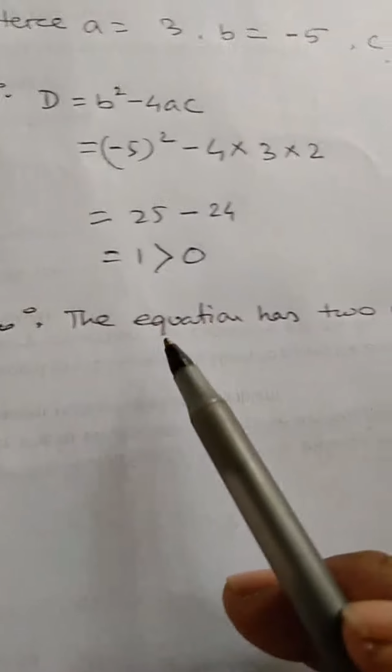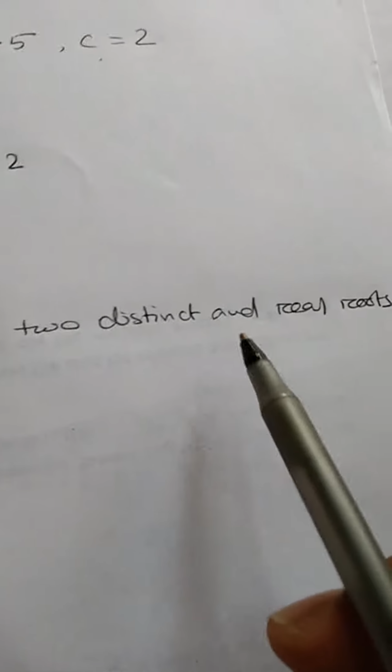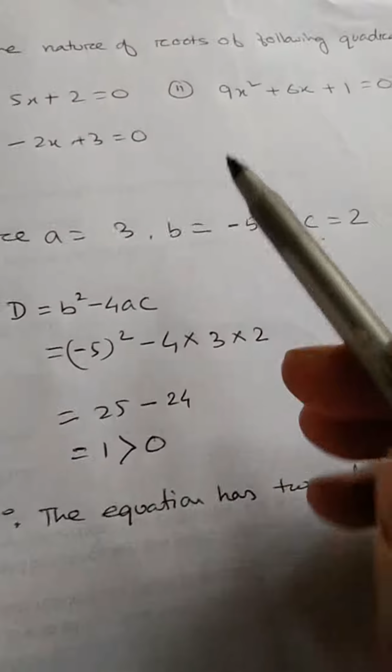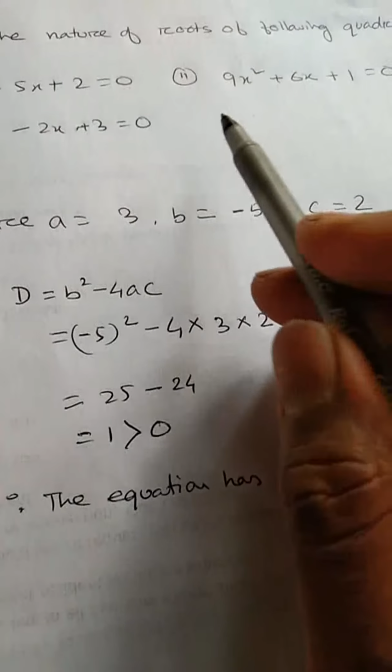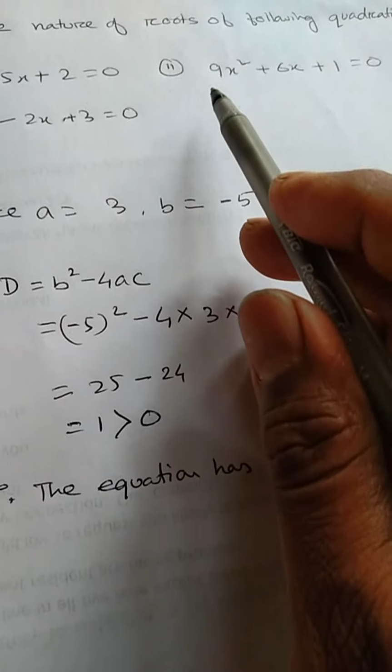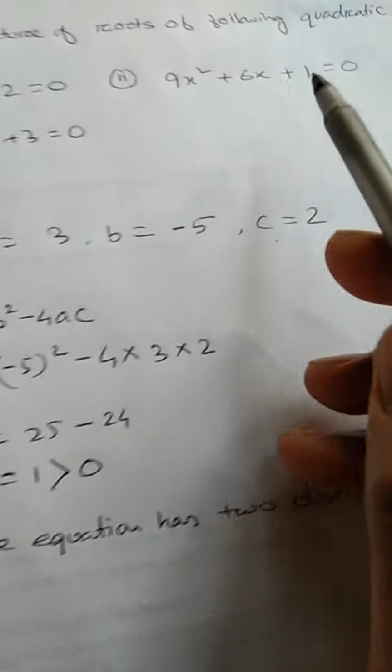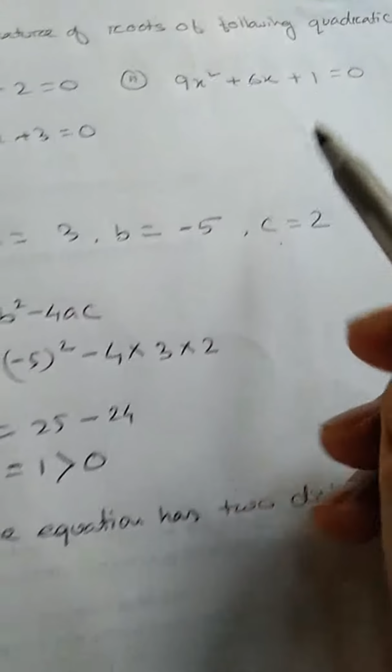So we'll write the equation has two distinct and real roots. Now let us see the next example. 9x square plus 6x plus 1 equal to 0. So here value of a is 9, b is 6 and c is 1.